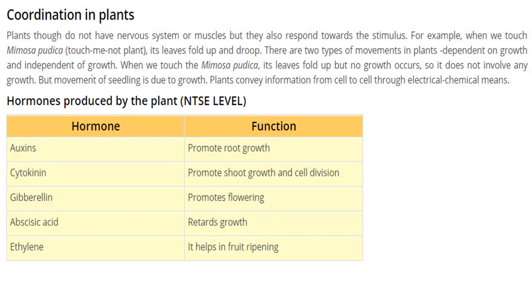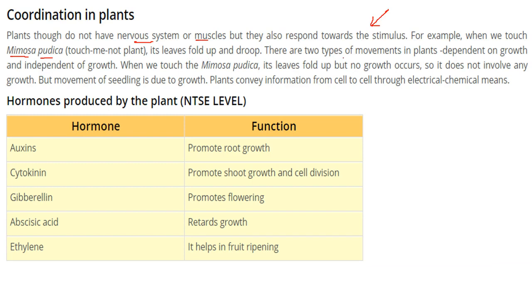How does coordination in plants take place? Because plants do not have any nervous system or muscle, but they do respond to stimulus. For example, Mimosa pudica, a touch-me-not plant. If it is touched, it folds its leaf and droops.